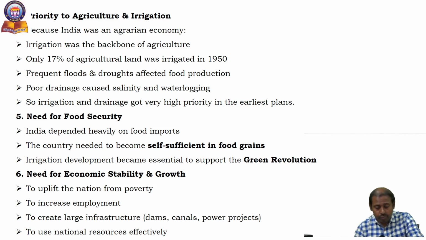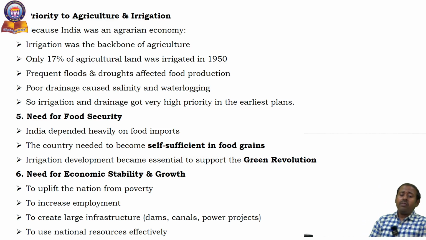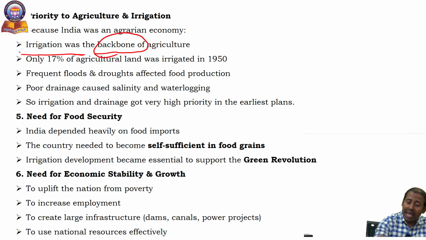So the priority was agriculture and irrigation, because India was an agrarian economy, and irrigation was the backbone of agriculture. I have already discussed how much importance there is for irrigation, so I am now discussing the background of the backbone of agriculture.